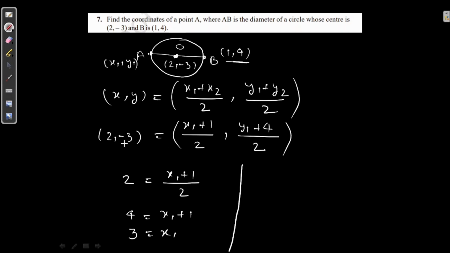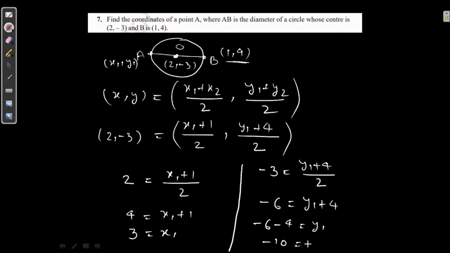Similarly, after the comma you can see minus 3 is there, and after the comma we are having y1 plus 4 by 2. This 2 is in division. It will go here. So 3 into 2 will be 6. Minus sign is there, so I am writing minus 6. y1 plus 4. Now just be careful. This 4 which is in plus, it will go left hand side in minus. So I will have minus 6 minus 4, which is the value of y1. It will be minus 10.